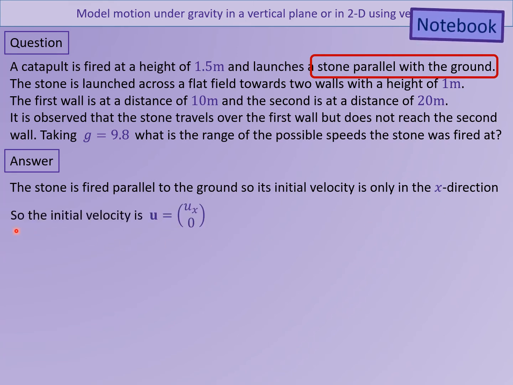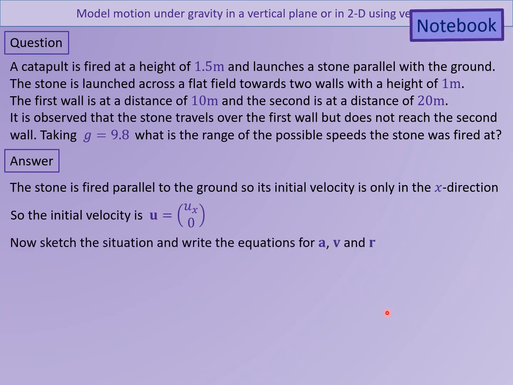Okay, so we know that initially its velocity is u in the x direction. You could just call it u if you wanted to in this case because there's no y, and 0. So u in the x direction and 0. That's what we just talked about. Can we sketch it then?